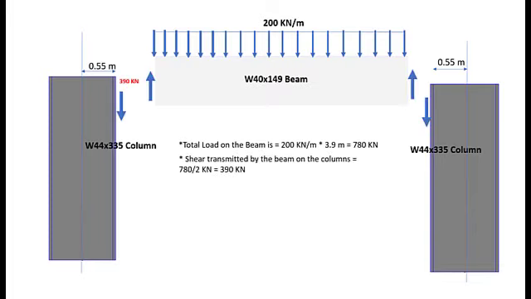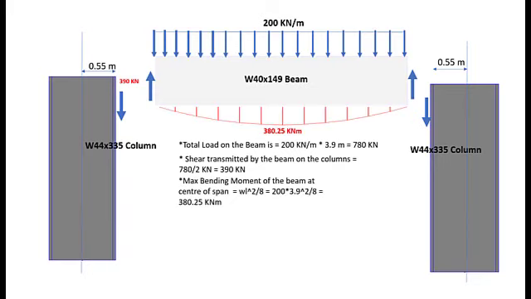Thus, the beam end shears will be calculated as 390 kilonewtons, which would be transferred to the column flanges through the shear connection. Now that we have established the free body diagram of the beam, we are in a position to calculate its bending moment, which is calculated using the WL square by 8 formula for uniformly distributed load, and which comes out to be 380.225 kilonewton meters.